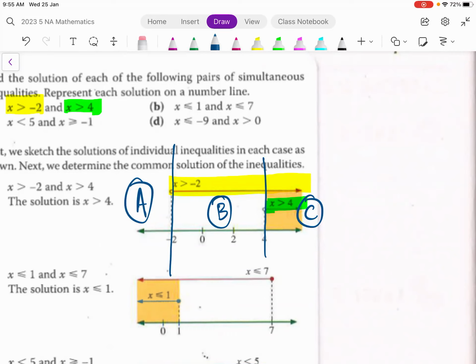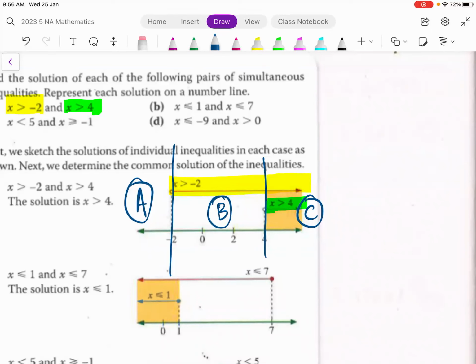Okay, now, which of these regions, A, B, or C, satisfies both inequalities at the same time? Can you see that? Okay, let's break it down. Correct answer is C. Does A satisfy yellow color? No. Does it satisfy the green color? No. B. Does it satisfy the yellow color? Yes. But does it satisfy the green color? No. So is it simultaneous? No. How about C? Does it satisfy yellow? Yes. Does it satisfy the green? Yes. And therefore the answer is the green color, the region C.